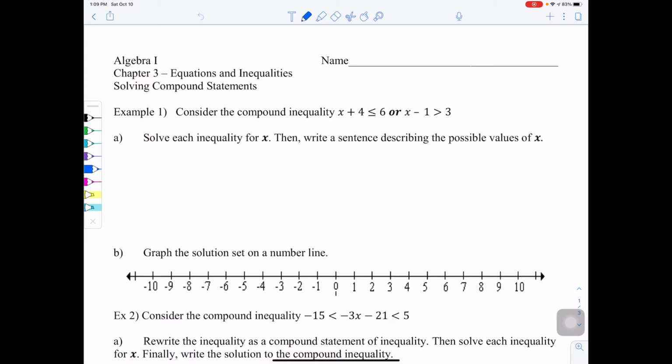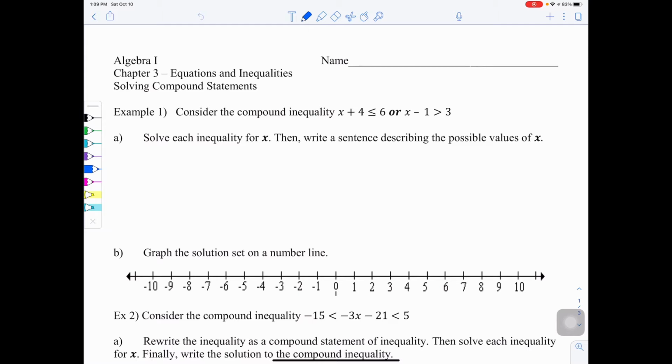You're going to notice that our previous lesson on compound statements is now going to be added into solving. So we're going to be using the skills from the previous lesson with solving inequalities to answer questions. We're going to solve each inequality for x, then write a sentence describing the possible values of x. So when it's an or like this, we have two inequalities that we're going to solve.